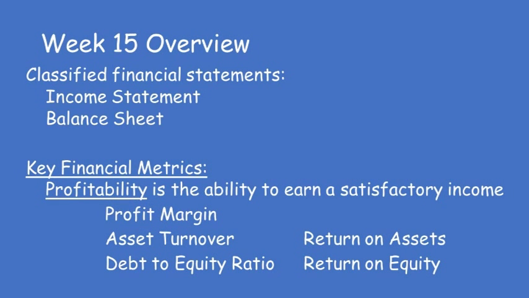Let's talk about profitability for a moment, another measure. Profitability is the ability to earn a satisfactory income. Now that word satisfactory is certainly a subjective one, all right? But to draw conclusions, measures of profitability must be compared with past performance and industry averages. The 5 measures of profitability that we're looking at are going to be the profit margin, the asset turnover, the return on assets, the debt to equity ratio, and the return on equity.